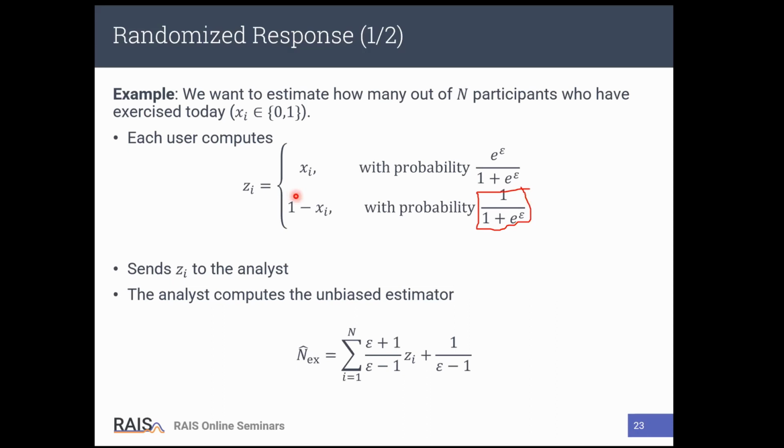Okay, so he can say the actual answer x of i, or sometimes he says the complementary value. But wouldn't that still give you a wrong answer if you give the complementary value? The idea is that with higher probability it will disclose the true value, and with lower probability it will disclose the other value.